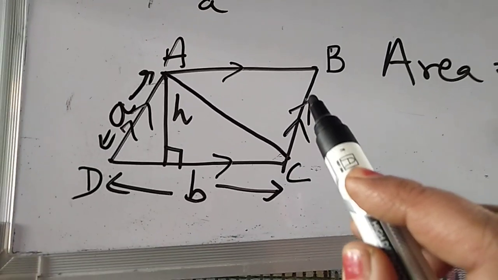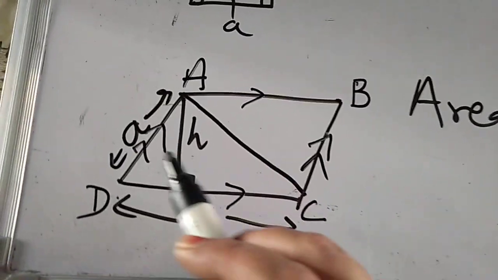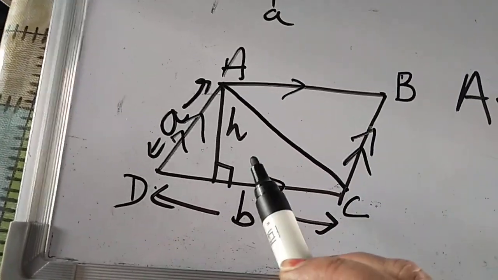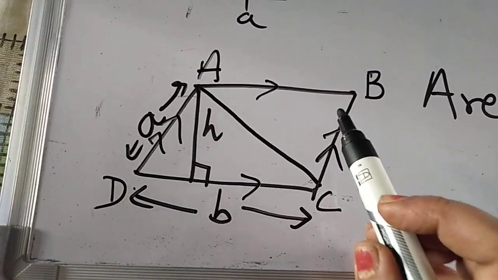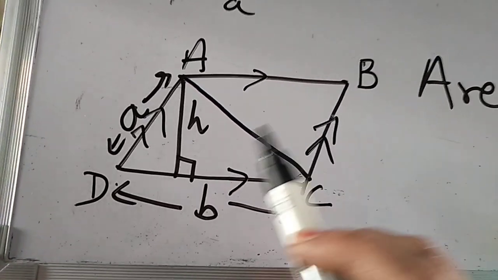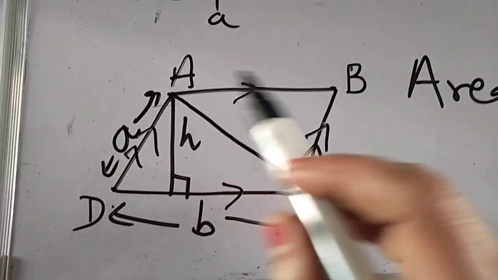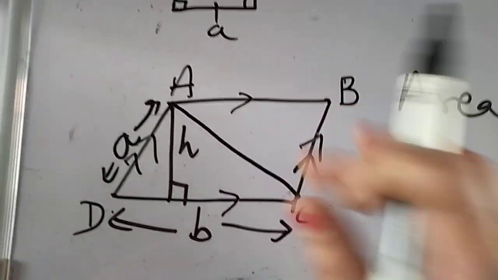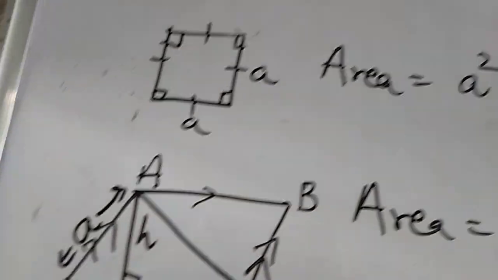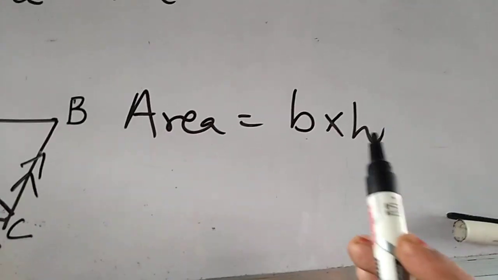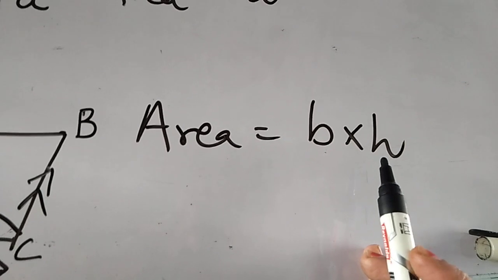Yes, you've studied congruency in class 7th, children, where we say that in a parallelogram, the diagonal divides it into two congruent triangles. Congruent triangles mean they overlap, so their areas will also be the same. They are the same in all respects. So, half into B into H plus half into B into H. Two halves make a full. So that is why the area of a parallelogram is base into height.